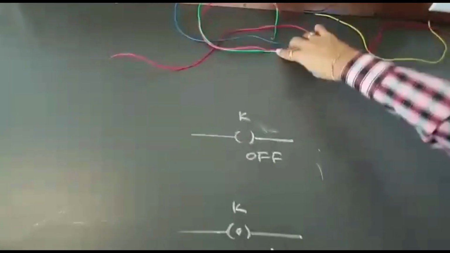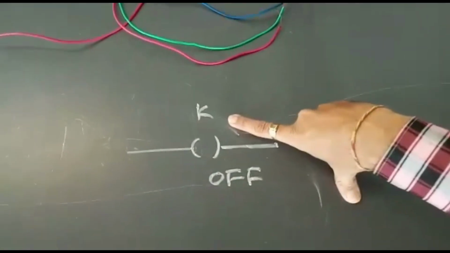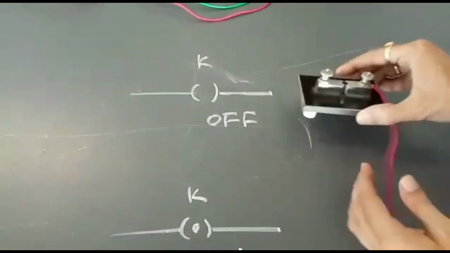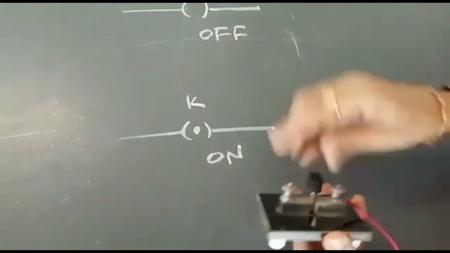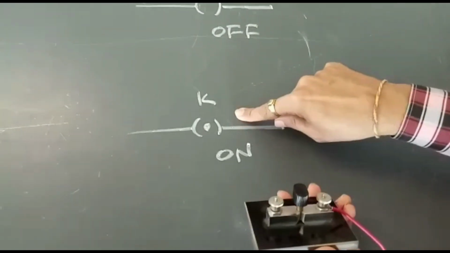Now this is the key symbol. It is given by the letter K only. When the knob is not inserted, it is in the off position. Right now it is in the off position, but when you insert this key like this, then it will be in the on position, so current will flow through the circuit.